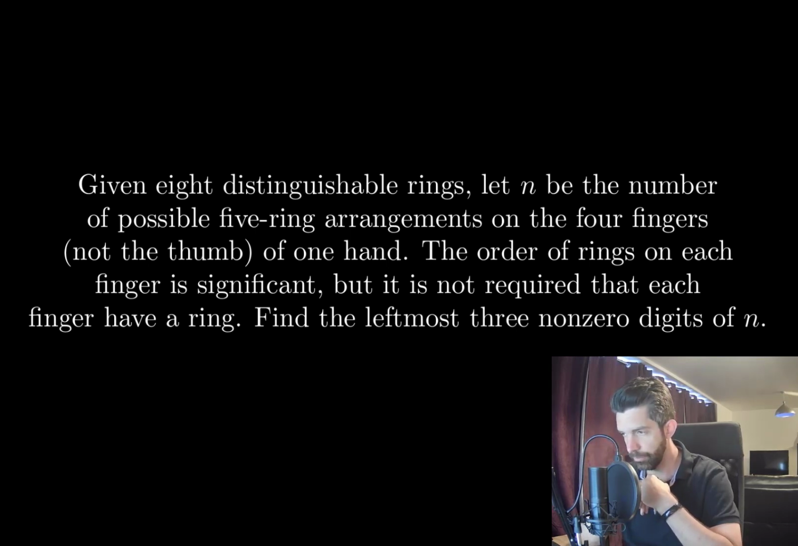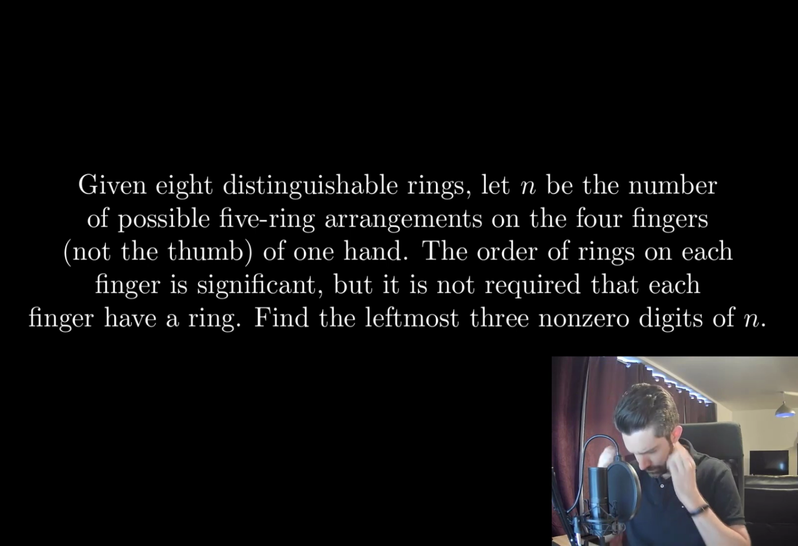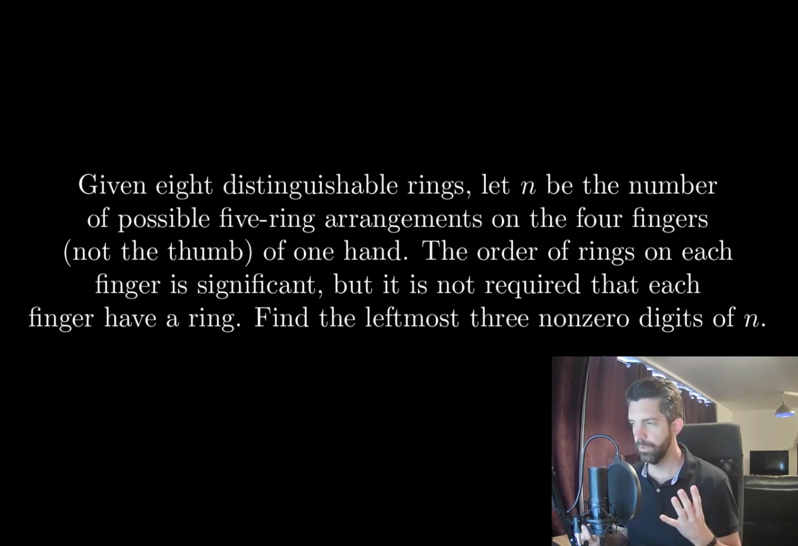Oh my goodness, so immediately this sounds like a fairly complicated combinatorial problem, which is something I sometimes struggle with. Okay, so we have 4 fingers, we have 8 rings in total, and we need to count the number of ways we can put 5 rings on 4 fingers.